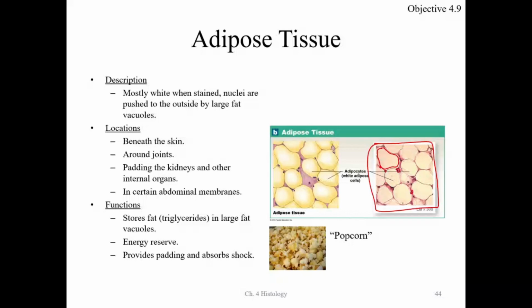Where do we find it? Beneath the skin and around joints, padding your kidneys and other organs, and even in certain abdominal membranes. For example, the greater omentum in the abdominal membranes. Okay? Now, functions: it stores fats. Triglycerides are stored in here. It acts as an energy reserve, and it provides padding and absorbs shock. It looks like popcorn to me. I see popcorn. Okay?